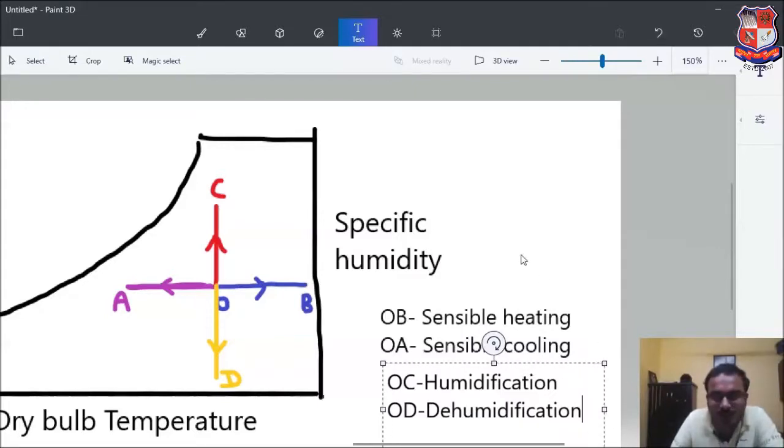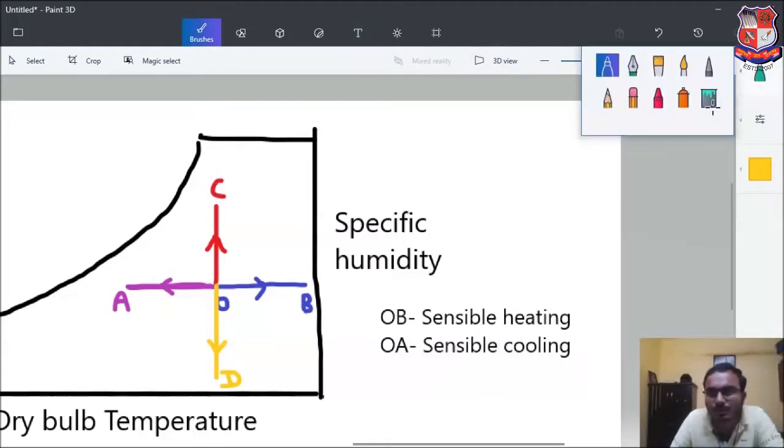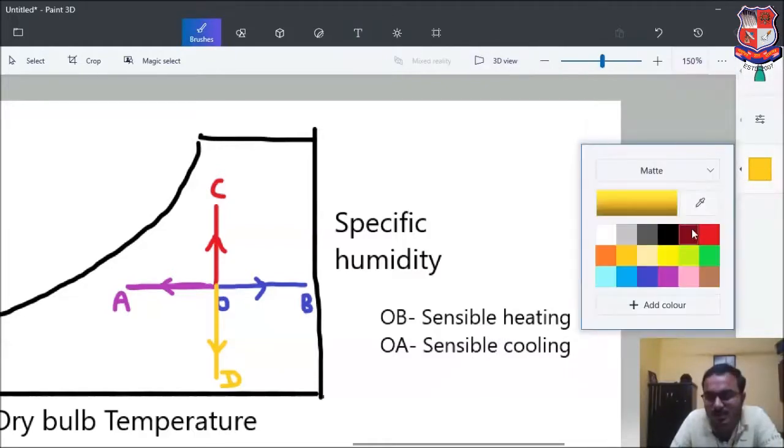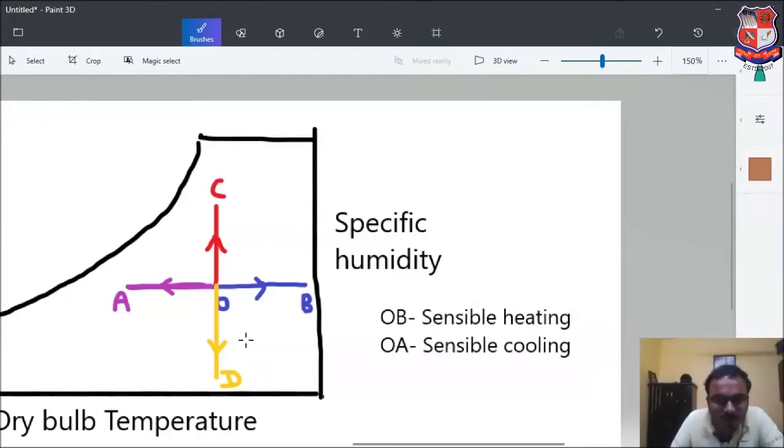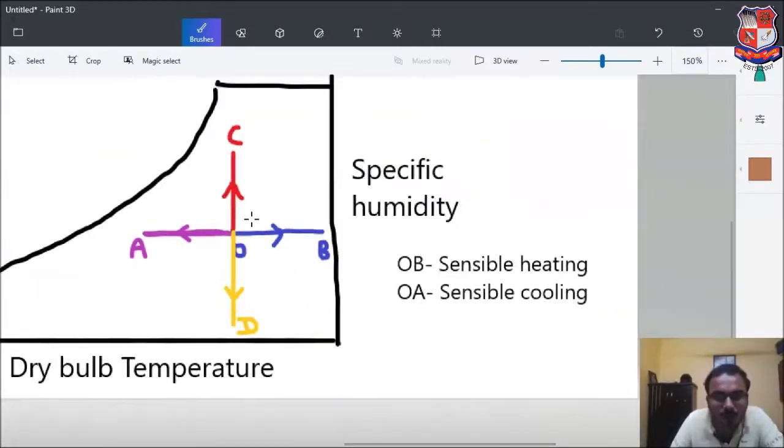Okay. Now we will further continue with our new process. Let us denote it with another color. Here now we will have a combination of heating and humidification.